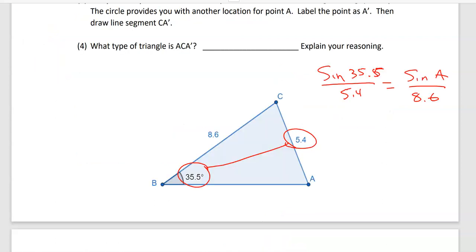All right, since we have an opposite angle-side pair, we use the law of sines. So we cross multiply.